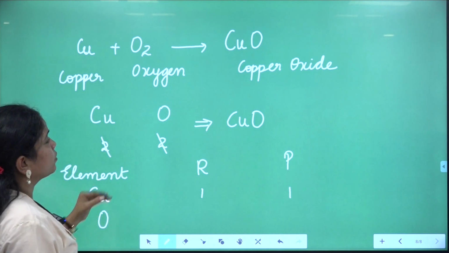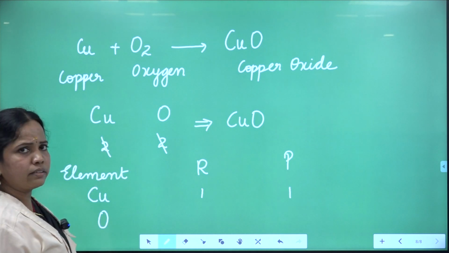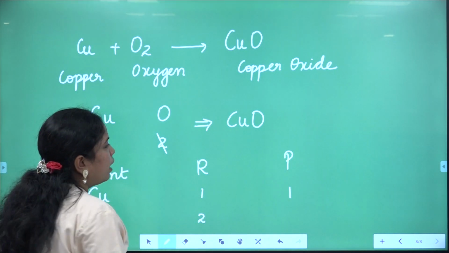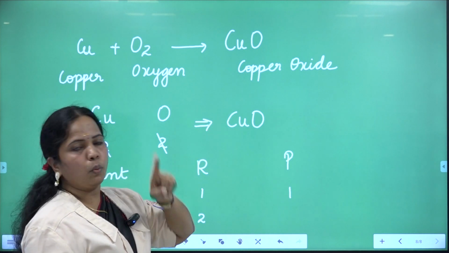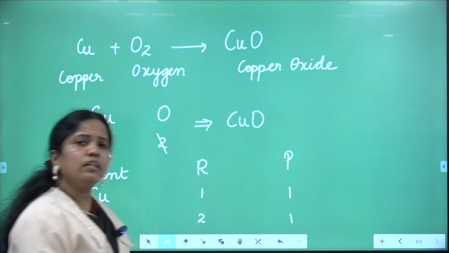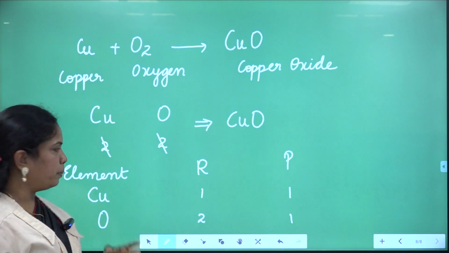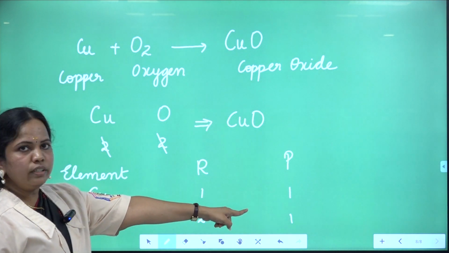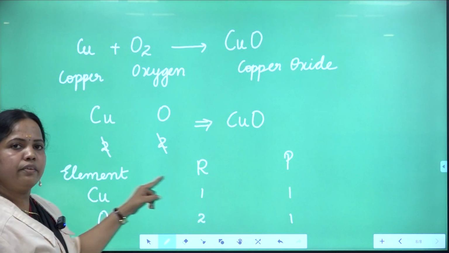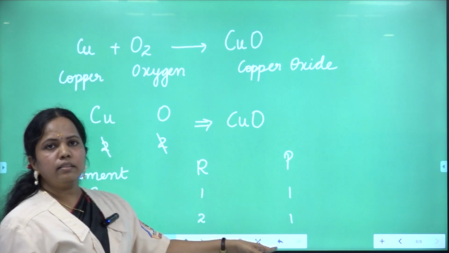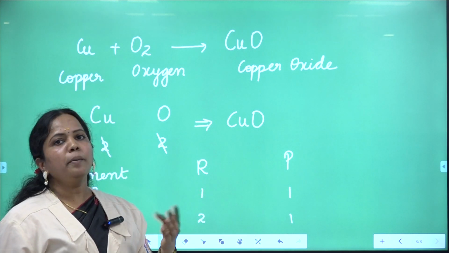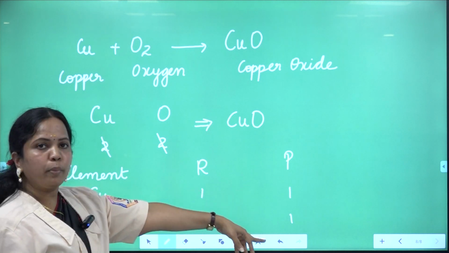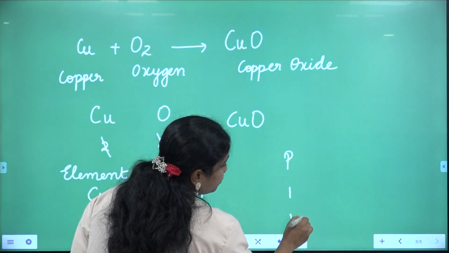And oxygen atoms: how many are present on the reactant side? It is 2, O2. And on the product side it is only 1. So is the equation balanced or not? No, because copper is 1 on the reactant side and 1 on the product side, whereas oxygen is 2 on the reactant side and only 1 on the product side. So the equation is not balanced. What we need to do, children, is multiply the oxygen on the product side by 2.